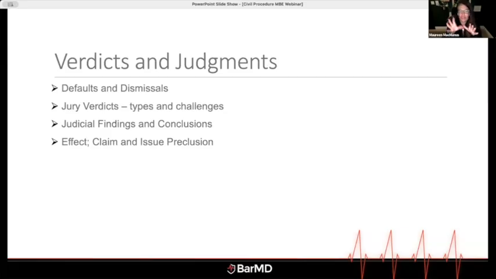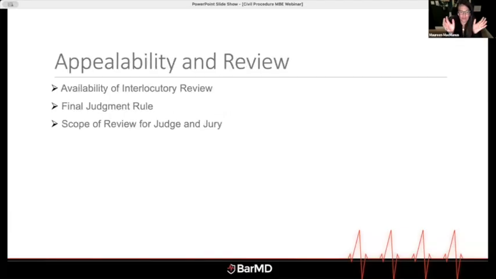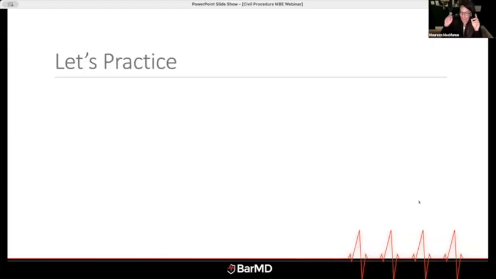So verdicts and judgment is another one. And finally, appeals. So appealability and review. So availability of interlocutory review, final judgment rule, and scope of review for judge and jury. So, all right, that being said, let's dig in. We're going to start to get into it. We're going to start practicing.